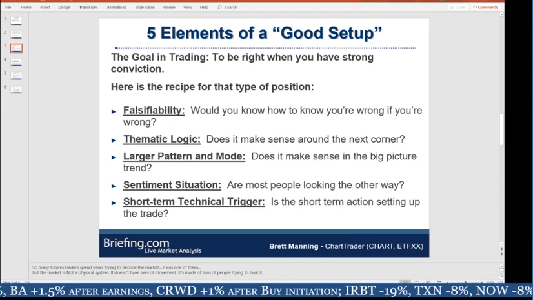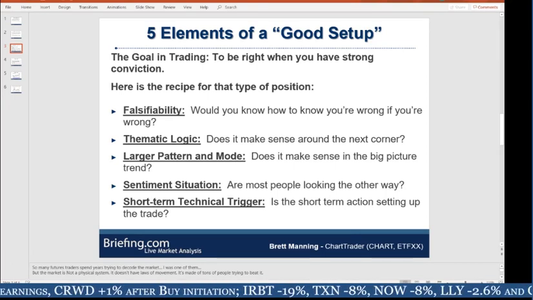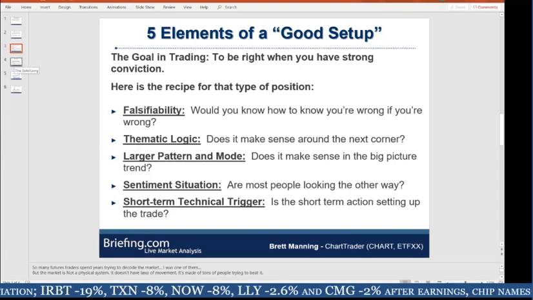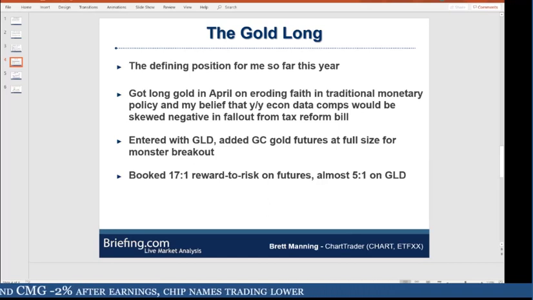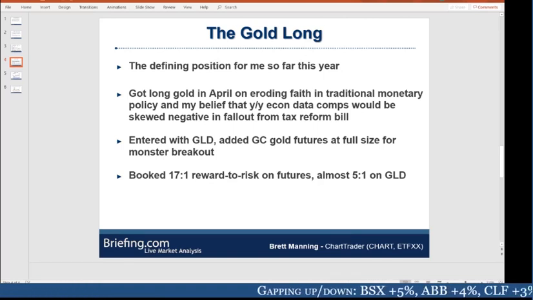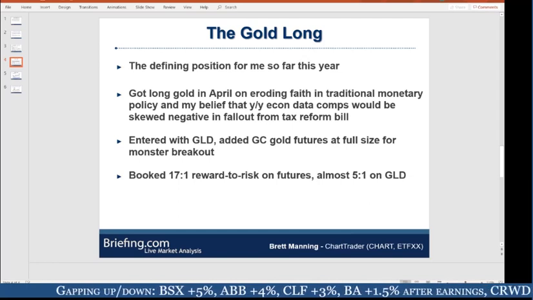All right. Now, why don't we break into a good example of one of the trades? I think this would probably fall into the elephant hunting category. That gold long that you had earlier this year, you initially got involved in it really early in the year, and it didn't quite work out, but you kept the faith, you kept the theme going, and you were able to take advantage of it. So let's walk through this gold trade.